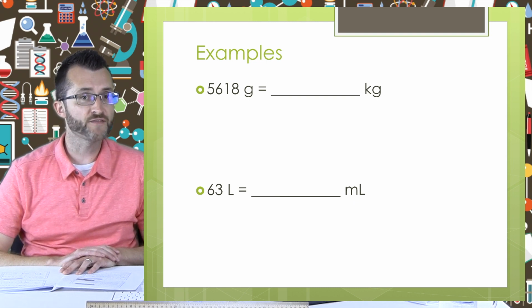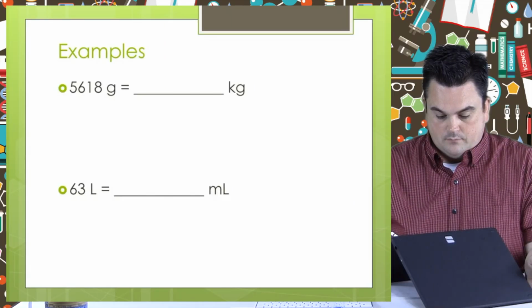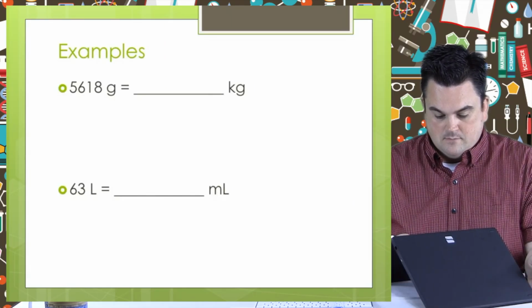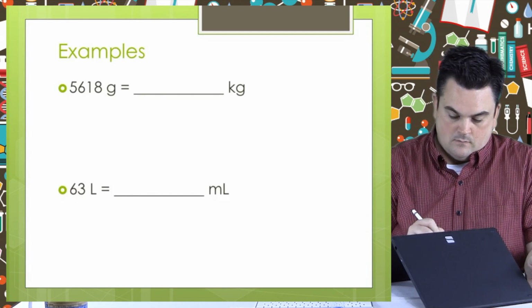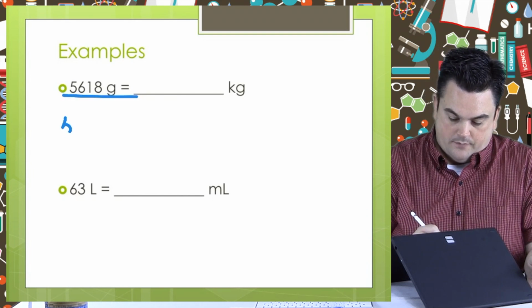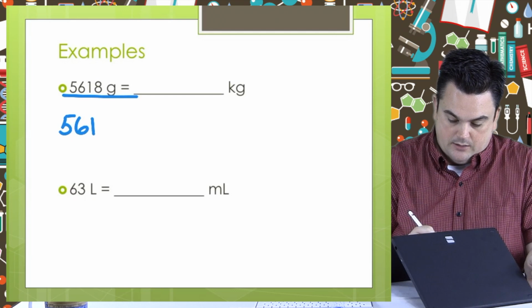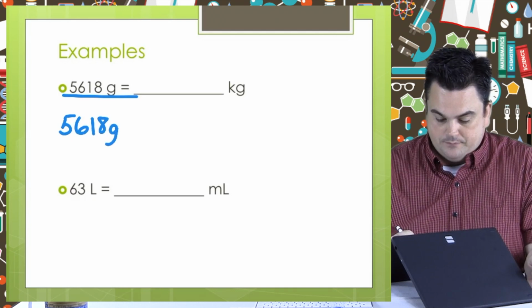Let's begin with converting 5,618 grams to kilograms. All right, Fu, you ready? Yep. All right, first thing we're gonna do is we're gonna write down the number given with units. So I'm gonna write down 5,618 grams. All right, sounds good.